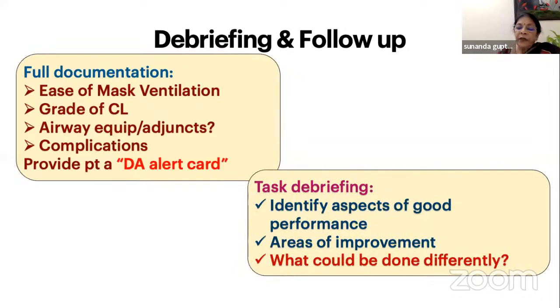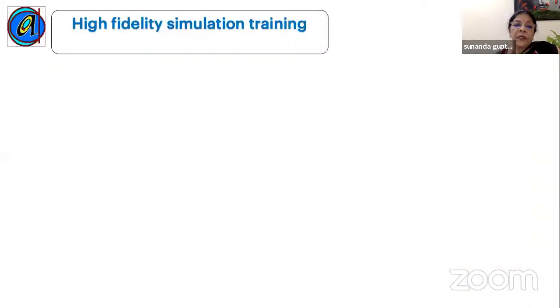A task debriefing is important. Identify aspects of good performance and congratulate them. Areas of improvement should be highlighted, and what could be done differently should also be noted.